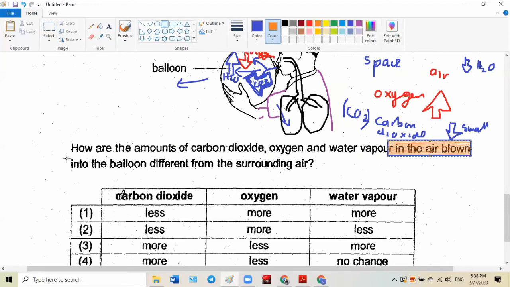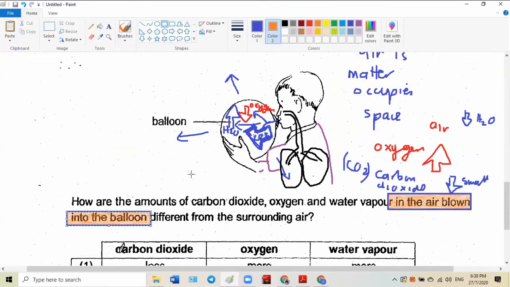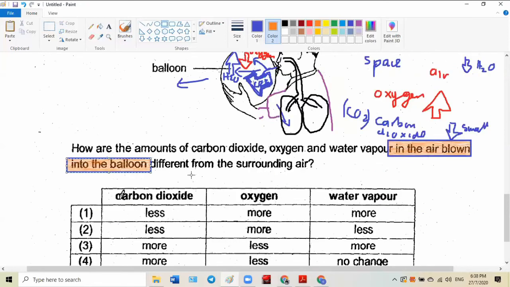In the balloon, different from the surrounding air. So in the balloon, carbon dioxide more or less? More. More, right? Yes. So where? So number 1 and 2 is the dead answer already.